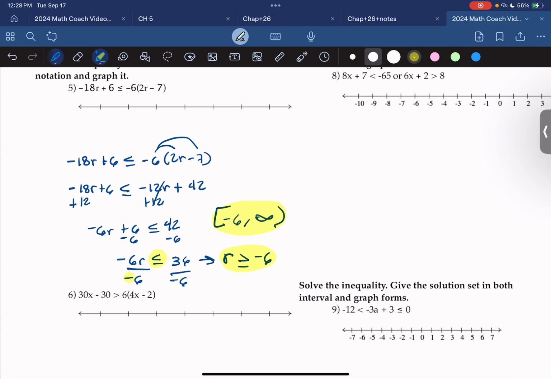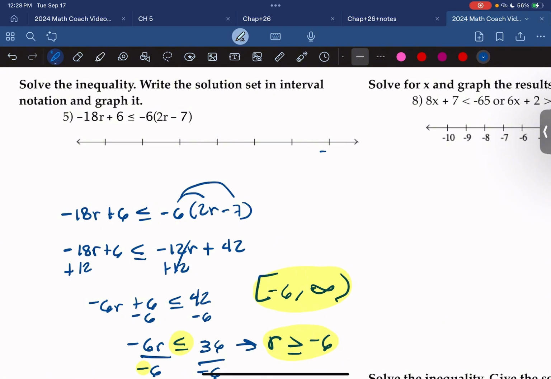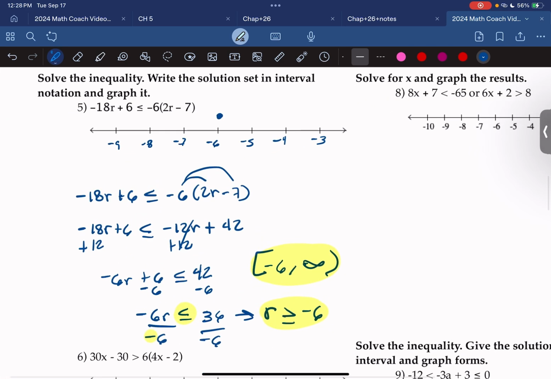And now let's graph it. So let's do negative 3, negative 4, negative 5, negative 6, 7, 8, 9. So we find negative 6. We do a closed circle because it has the little line under that symbol. And then it says r is greater than or equal to, which means we go to the right. And that's our graph.